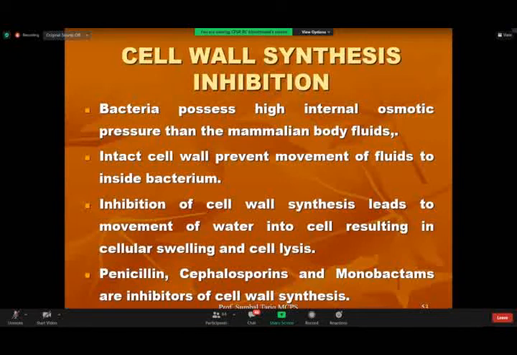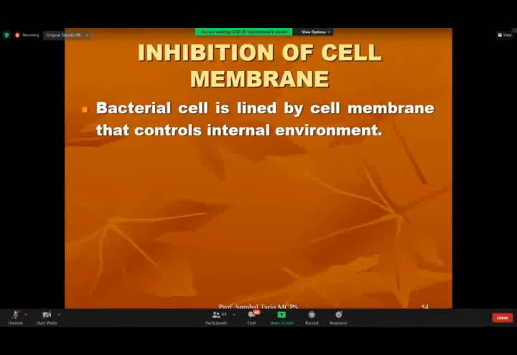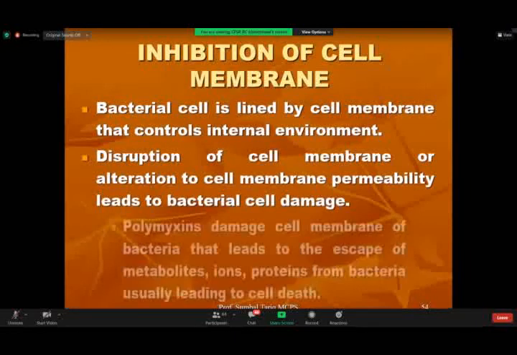यानी जब भी आप सेल वॉल की सिंथेसिस को inhibit करेंगे तो there is more pore formation, पोरीन्स छोटे छोटे बन जाते हैं and fluid from the human body moves into the bacteria which causes the swelling and lysis. Penicillins, cephalosporins, monobactams are all inhibitors of cell wall synthesis. ठीक है? This is how they have their antibacterial effect and they are called bactericidal because they'll kill the bacteria. Then inhibition of cell membranes.